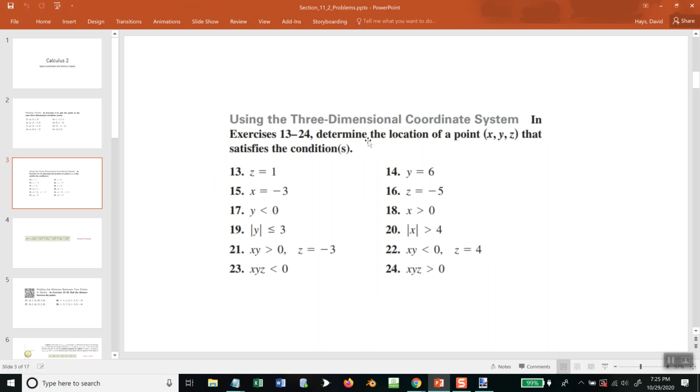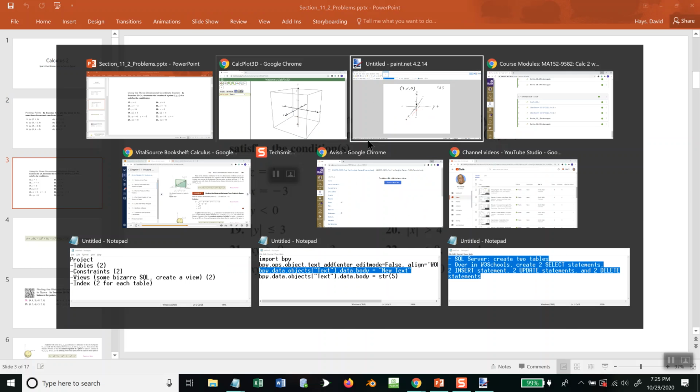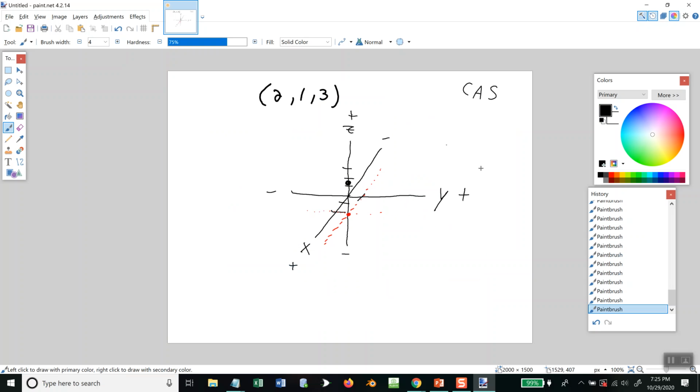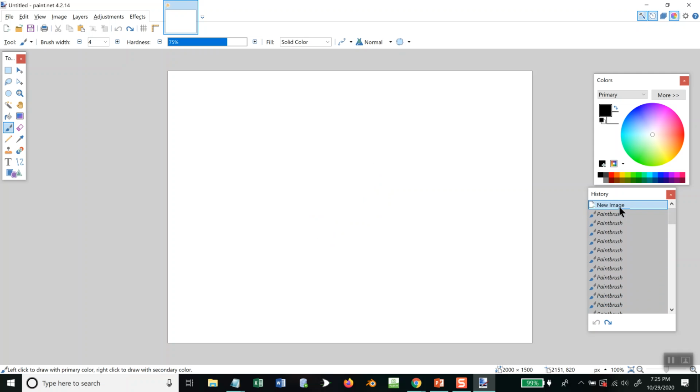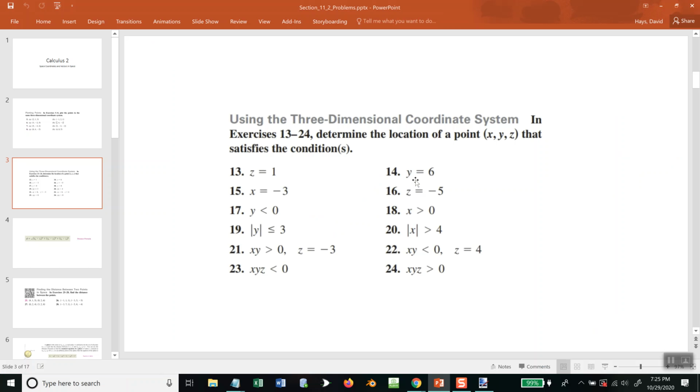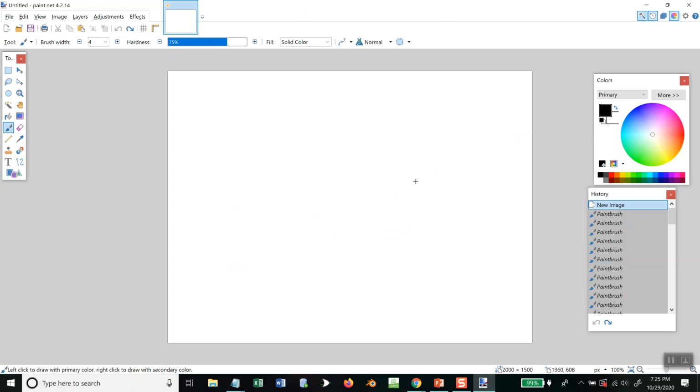Now this one I thought was just kind of weird, but maybe it's worthwhile. It says, determine the location of a point x, y, z that satisfies these conditions. I mean, this would be so easy I couldn't put it on the test. If I look at 14, y is equal to 6. Remember your T-charts?